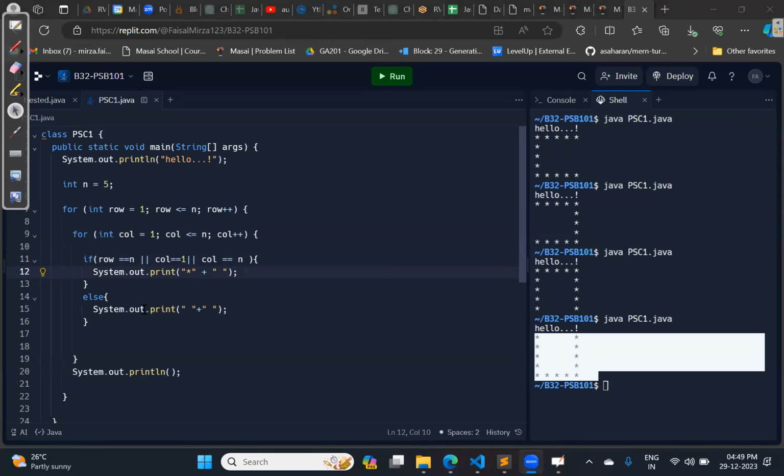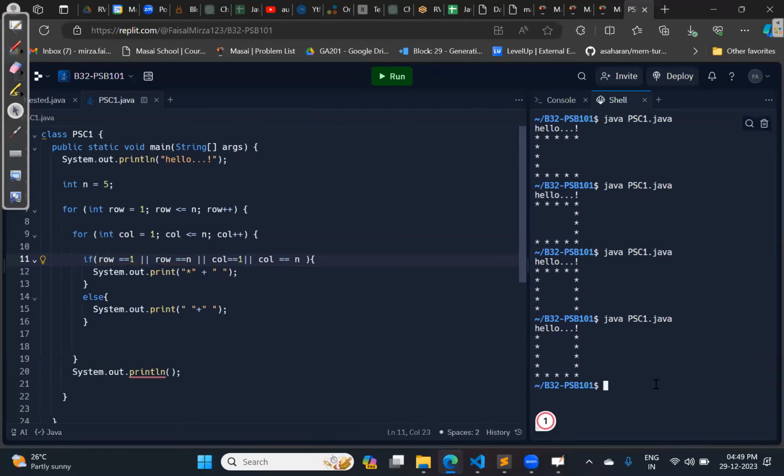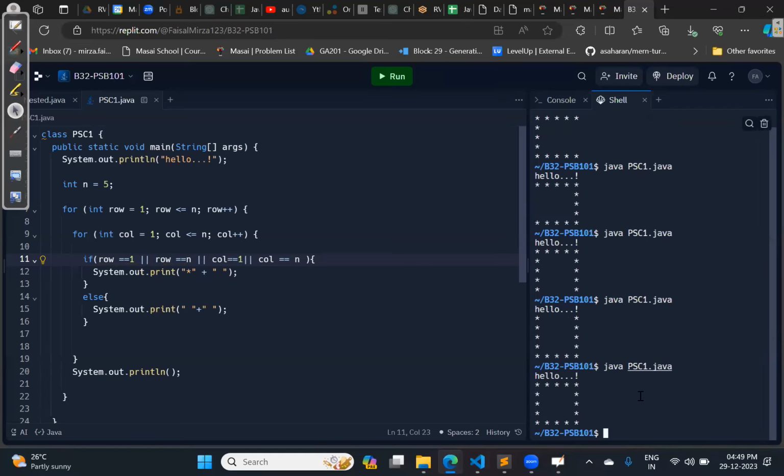Now I want to add the diagonal to the box. Means I want to keep this box as well. This is our box. I want to add one diagonal. Let me give you an idea what exactly I want. So let me just view this. Now, if you see this output, I just want to add a diagonal.